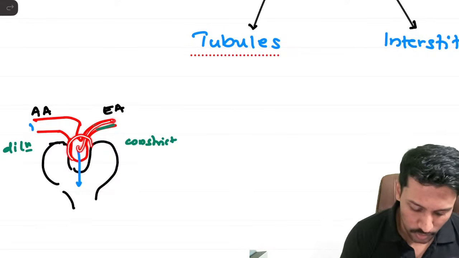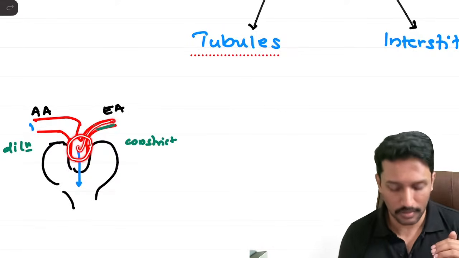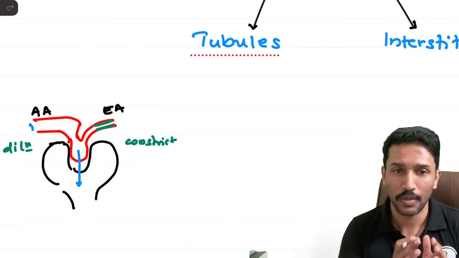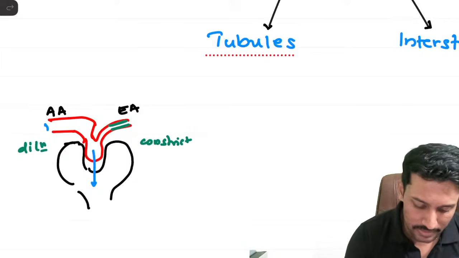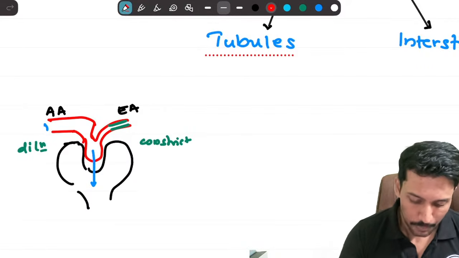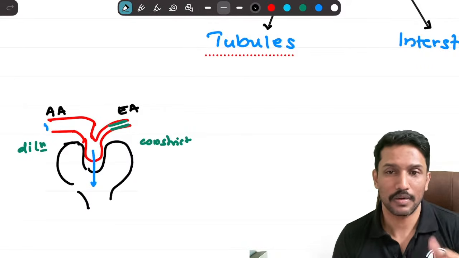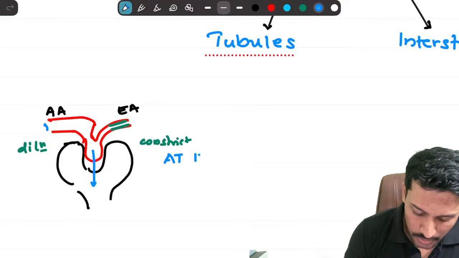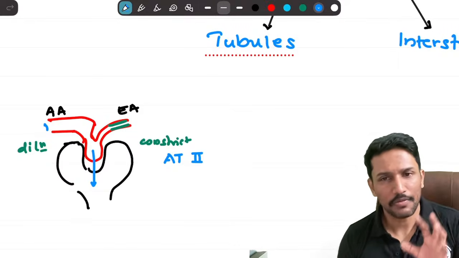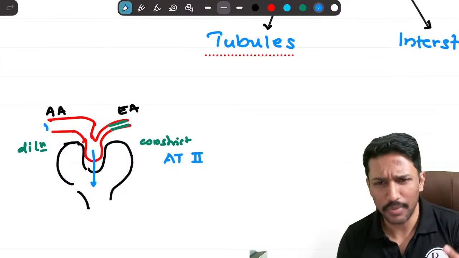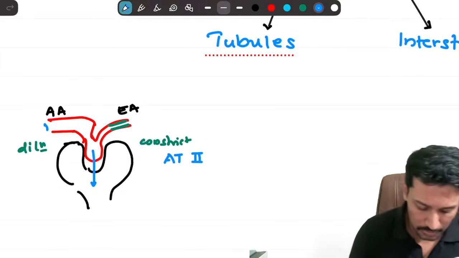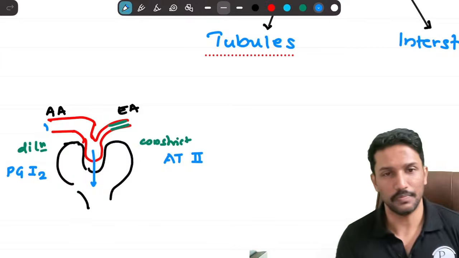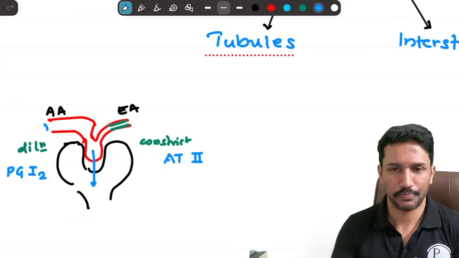So pressure inside the glomeruli builds up further, and that facilitates the filtration even when you are going through some degree of hypovolemia. But how do I dilate this afferent arteriole, and how do I constrict the efferent arteriole? The efferent arteriole is mainly constricted by angiotensin 2, and afferent dilatation is mediated by various mediators, but the one that I want you to remember is prostaglandin I2.